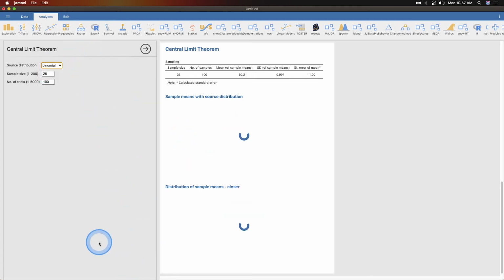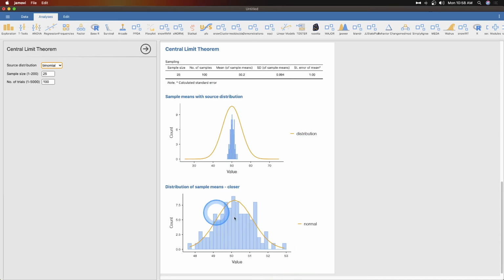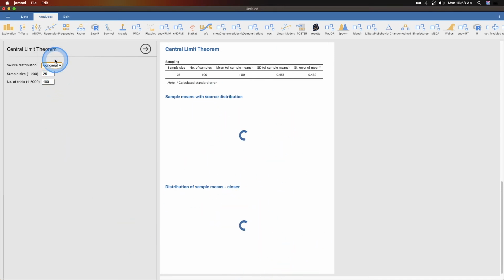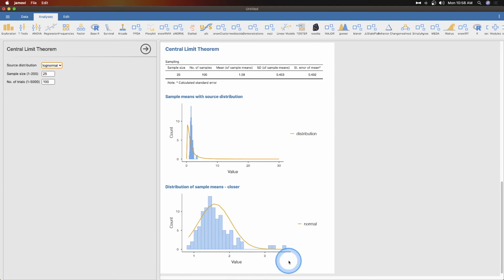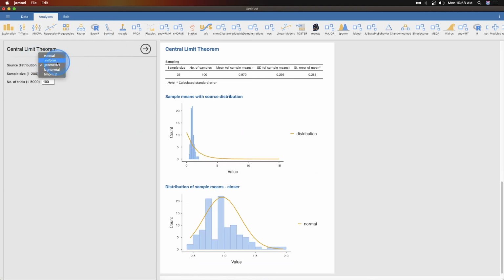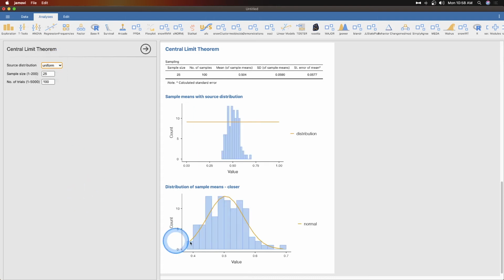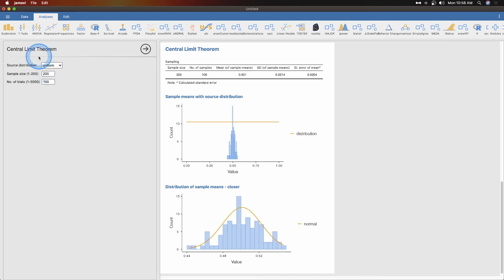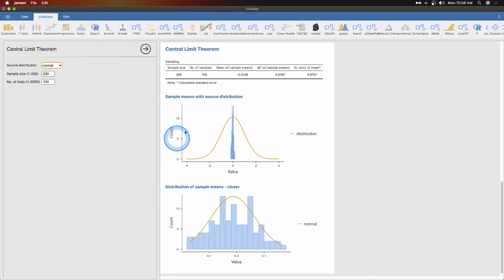Okay, so if we change this to binomial, you can see that the distribution still does look normal. Log normal, again, would look like this. Geometric would have a sort of parabolic shape to it, just like a normal distribution. A uniform distribution would show you what it would look like here. But if we change this to 200, you can see that the distribution is still uniform. If we change this to normal, and then these would all change.